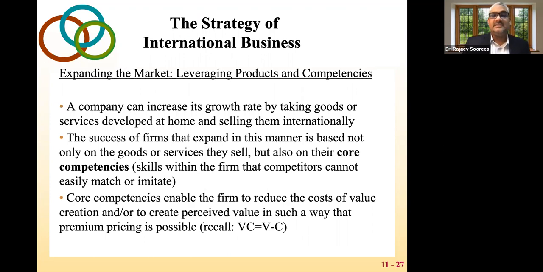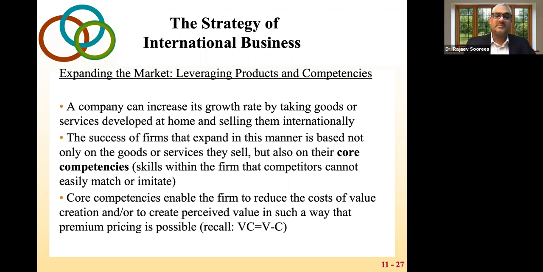So a company can increase its growth rate by taking goods or services developed at home and then sell them internationally. That's a classical entry mode of exporting that we talked about in previous lectures. Now, the success of firms that expand in this manner is based not only on the goods and services they sell, but also on their core competencies. All right. Core competencies are what? They are skills within the firm that competitors cannot easily match or imitate.